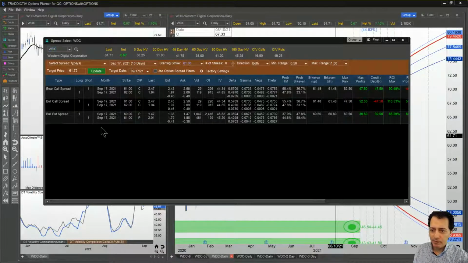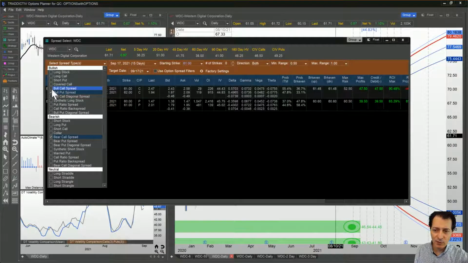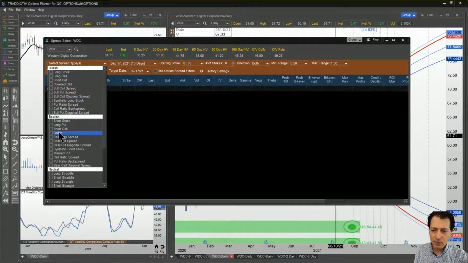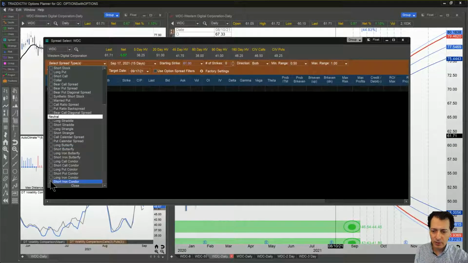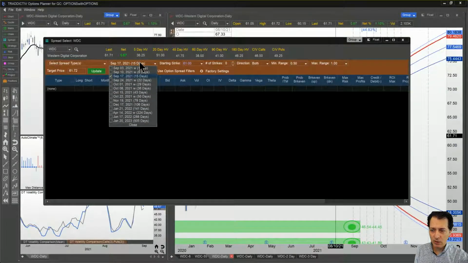Cool. Okay, so first thing that we're going to do is to select the type of spread we want to build, which is a short Iron Condor. So this is what I select. Okay, so that's the first thing. Second, we need to work on the expiration dates.